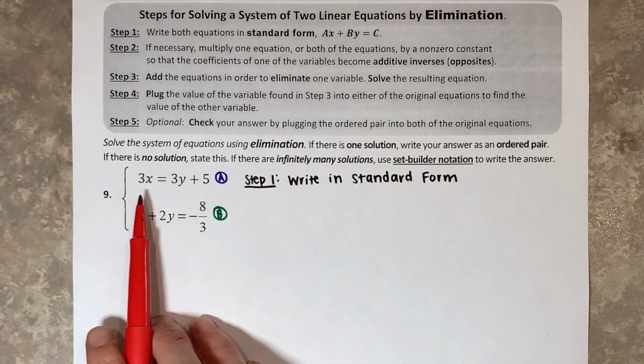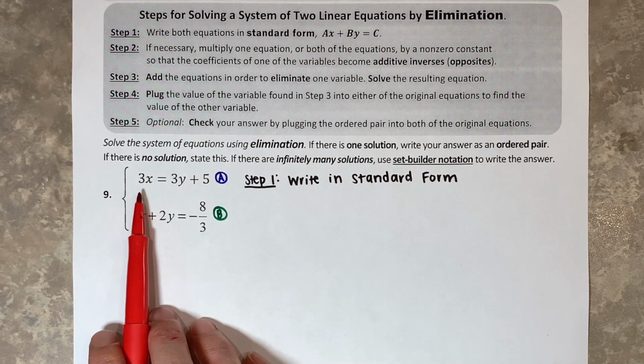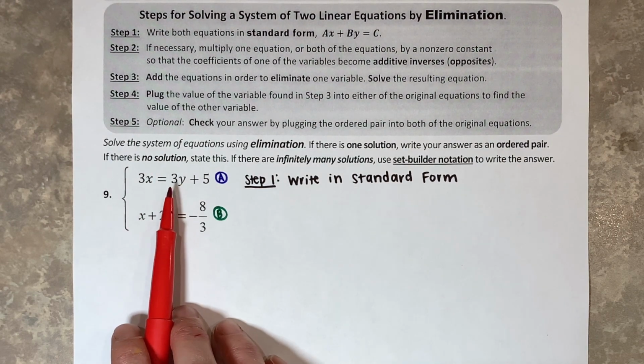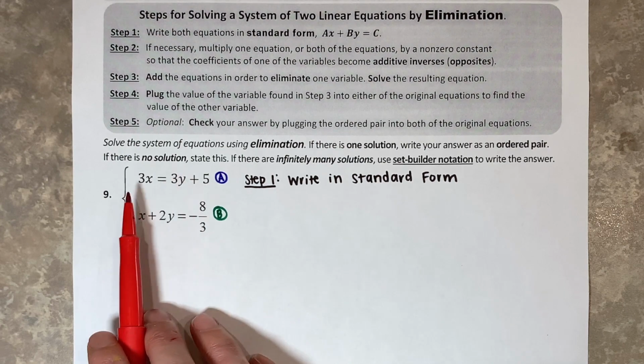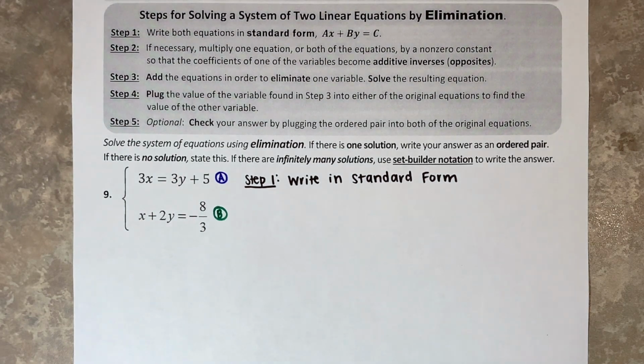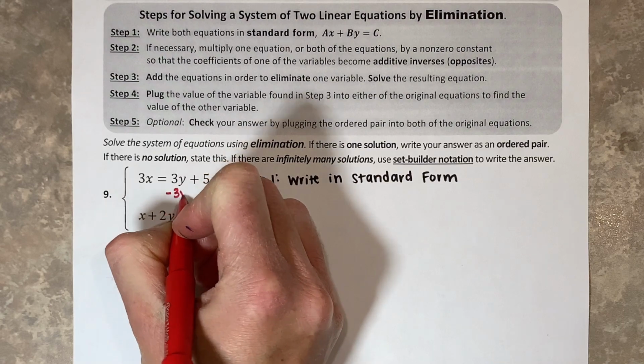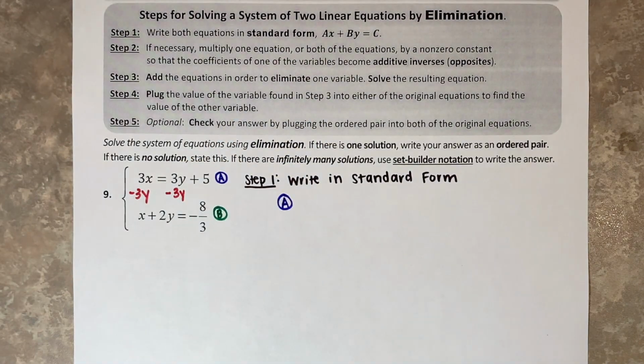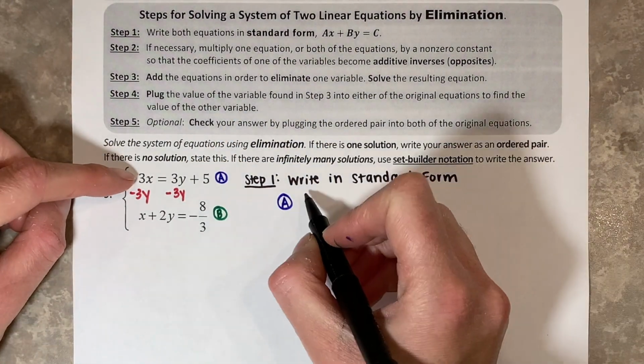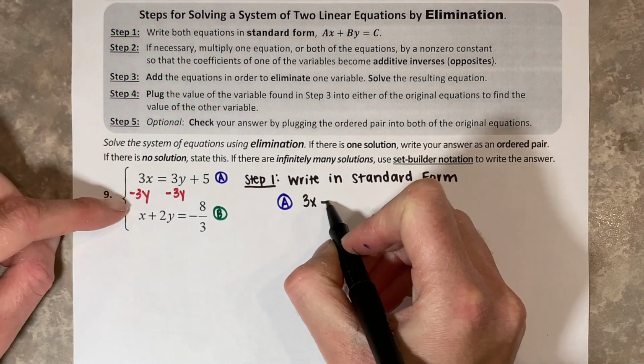So to get equation A in standard form, we need to have the x and y terms on the left and the constant on the right. It looks like we'll need to move this y term to the left side of the equal sign. So let's subtract 3y, and that will leave us with the standard form 3x minus 3y.